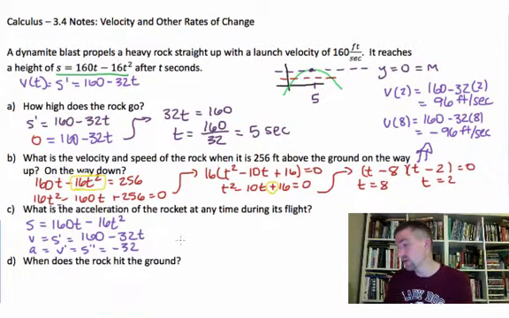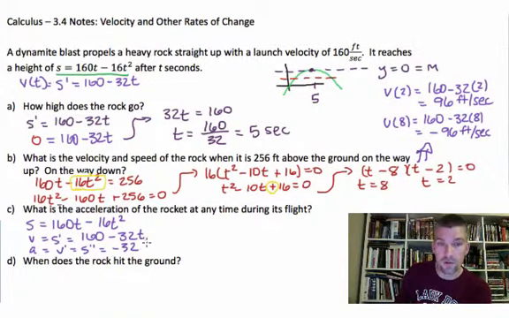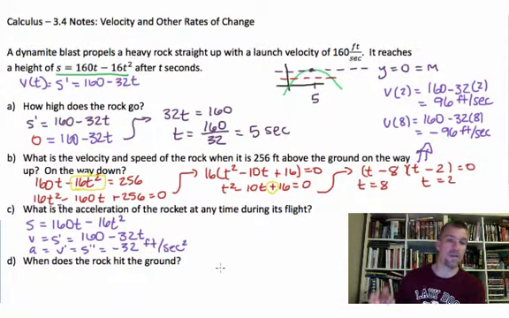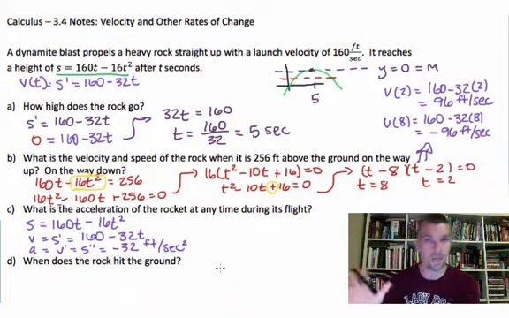And negative 32 what? Well, the correct units on this are going to be feet per second squared, or feet per second per second, as some of you may say. So this has an acceleration that's continually slowing it down. It is not speeding up at all.